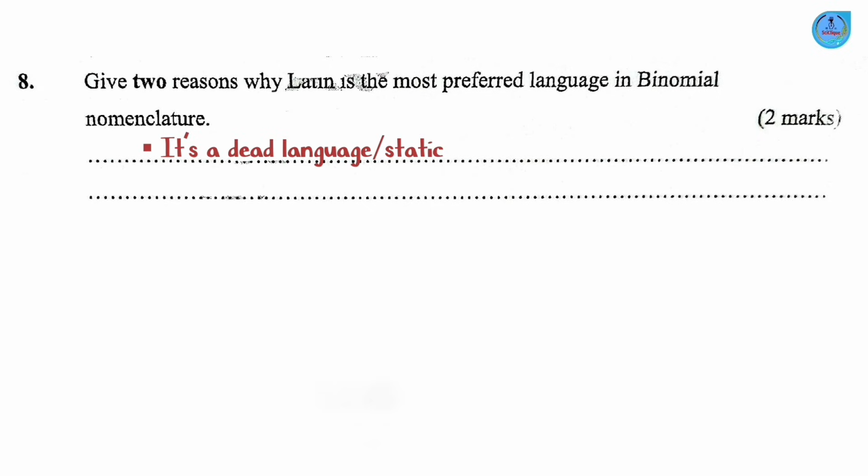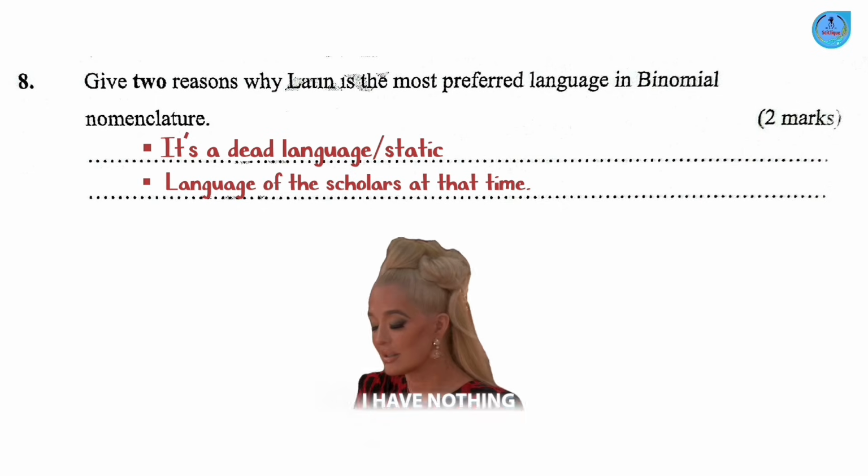Sometimes students might write that it's not dynamic. It's simply the same thing. Okay. Now, another reason is that this was also the language that was used by scientists at that time. A lot of the scientists were based in Europe at that time, and most of them used Latin as a method of communication. So it was natural for them to name organisms based on that language.